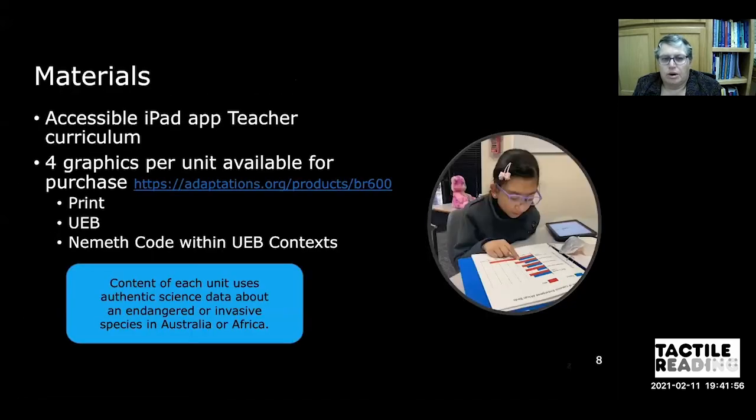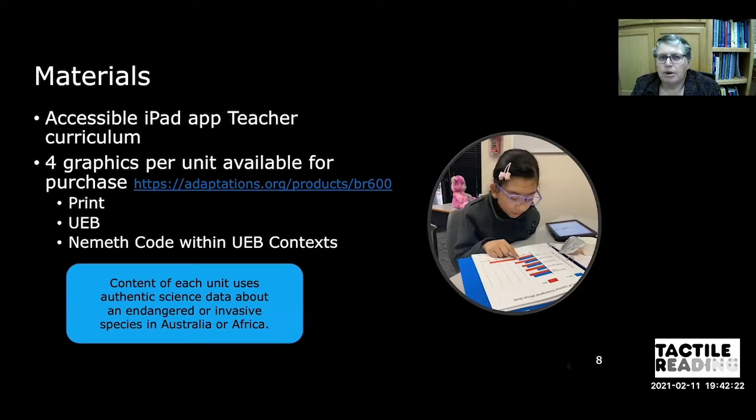tables. So the students did these 10 units using the accessible iPad app, the teacher curriculum. Each unit had 4 graphics, and those actually are now available for sale through the Lighthouse. The app is available for free from the American Printing House for the Blind. When you buy the graphics, you can buy a print set, a UEB set, or a Nemeth code within UEB.